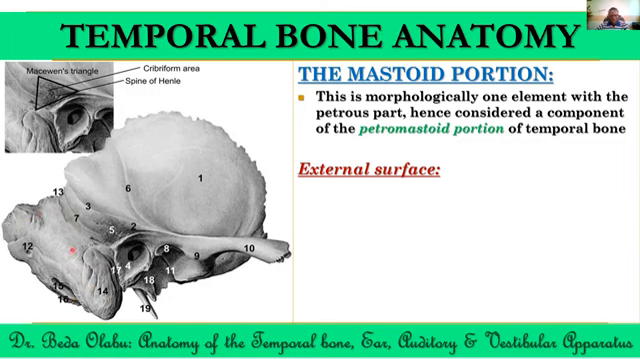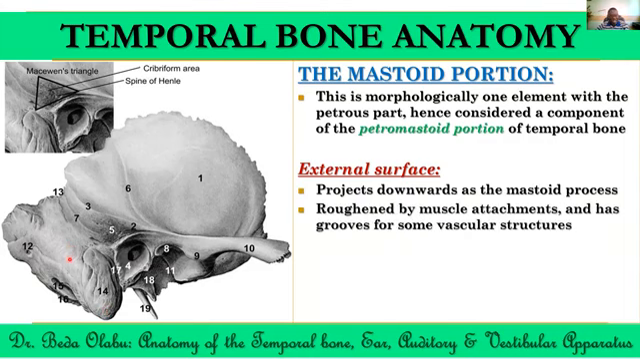The external surface of the mastoid part projects downward as the mastoid process. This external surface is highly roughened. It's rough, so to speak. This roughening is because of a number of muscles which attach onto the mastoid process, but also because of some blood vessels that also groove the mastoid process. For example, you can see the groove labeled 15 there, another one labeled 16 there. Those are actually groove for vessel 16, groove for muscle 15.